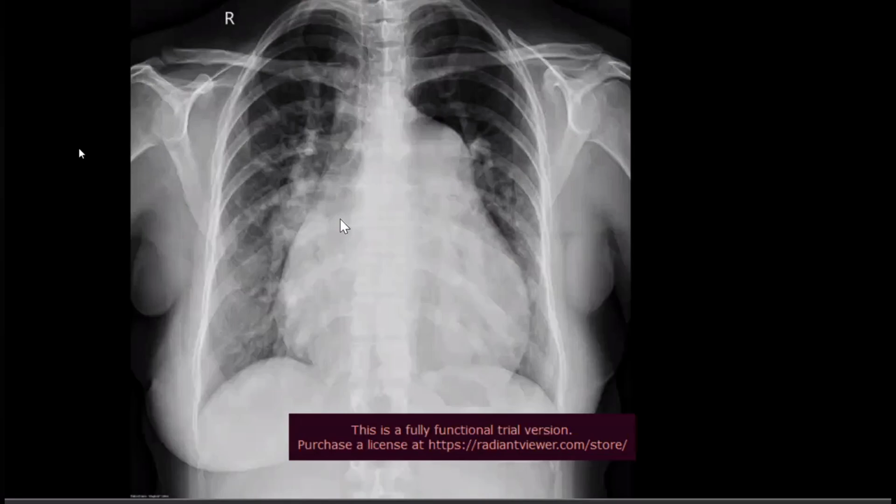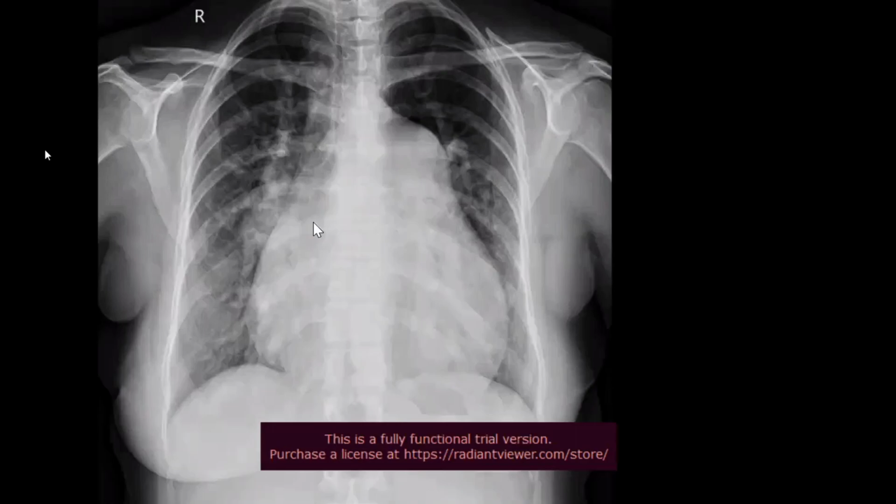Plethora, and however, pruning of the peripheral vessels, findings suggestive of pulmonary arterial hypertension, along with mitral valve stenosis. Mitral. So what is this bulge here? This represents the pulmonary artery conus.